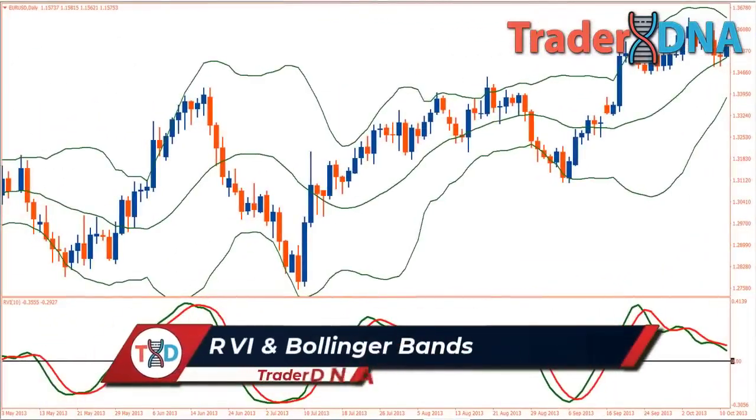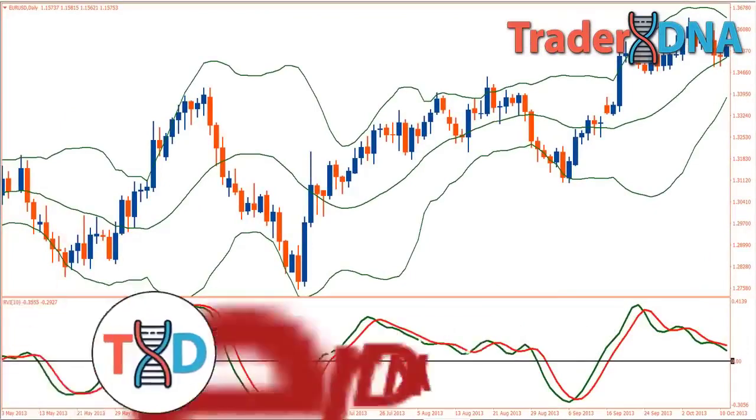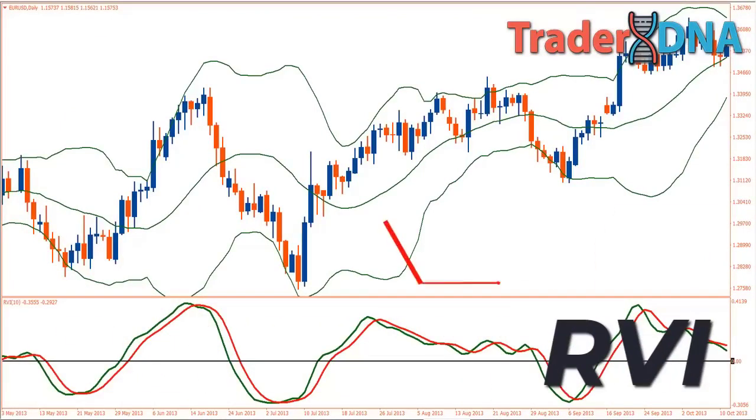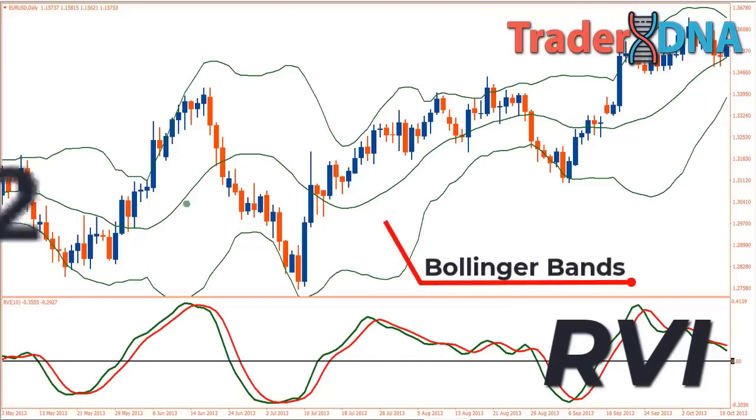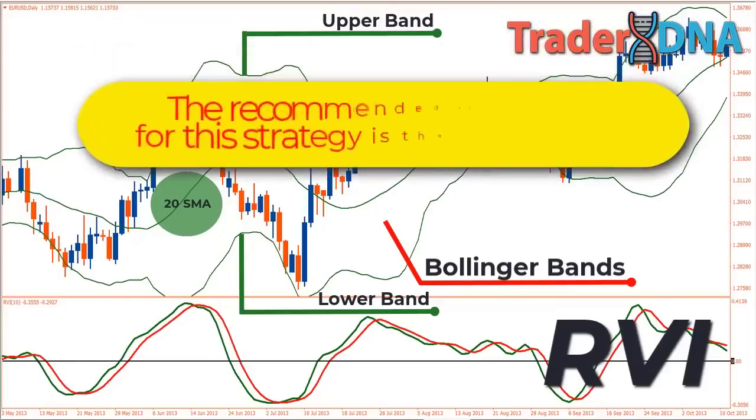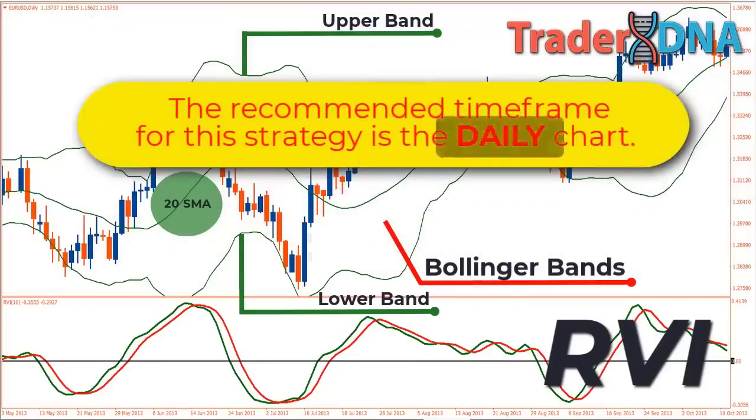Fourth, relative vigor index and Bollinger Bands trading strategy. This trading strategy involves combining the relative vigor indicator with Bollinger Bands. The Bollinger Bands indicator has a default 20-period simple moving average and 2 bands, upper and lower. Here are the rules for entering a short position using Bollinger Bands. The recommended time frame for this strategy is the daily chart.